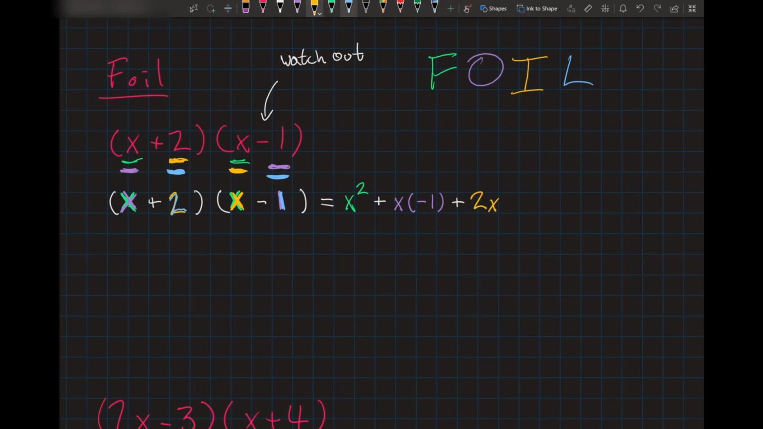And then we've got our lasts. And before I switch colors, I'm looking at this and I've got 2 times negative 1. So actually, I know eventually this is going to switch to a negative sign. But I'm going to write it like this just to be super clear and probably give you too much of an explanation. So we've got 2 times negative 1. Alright, so this is our first.